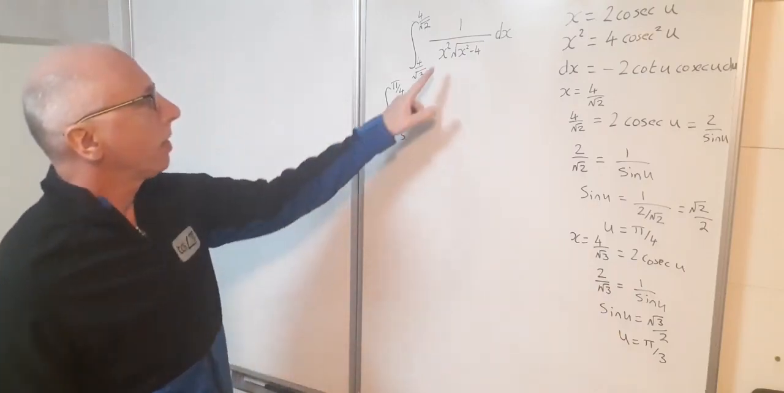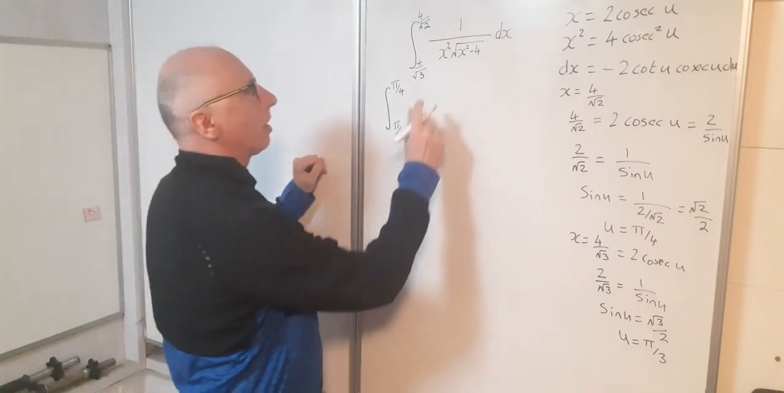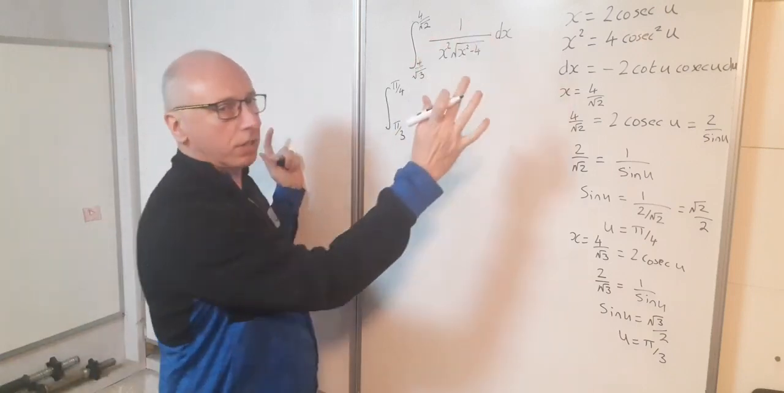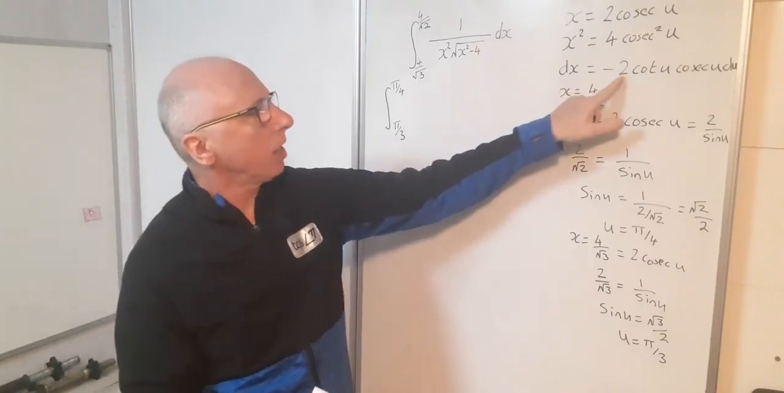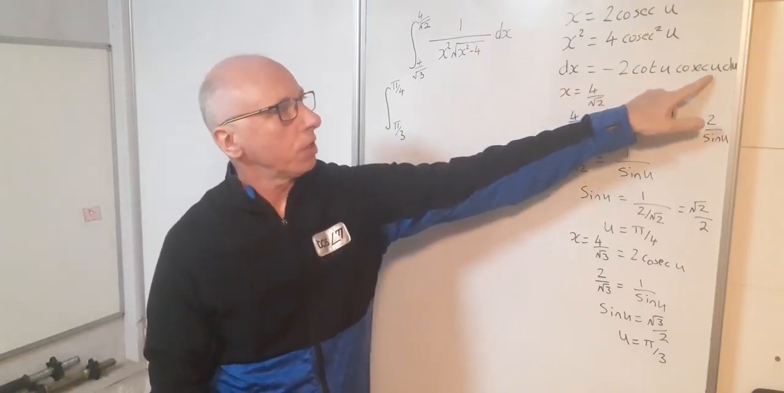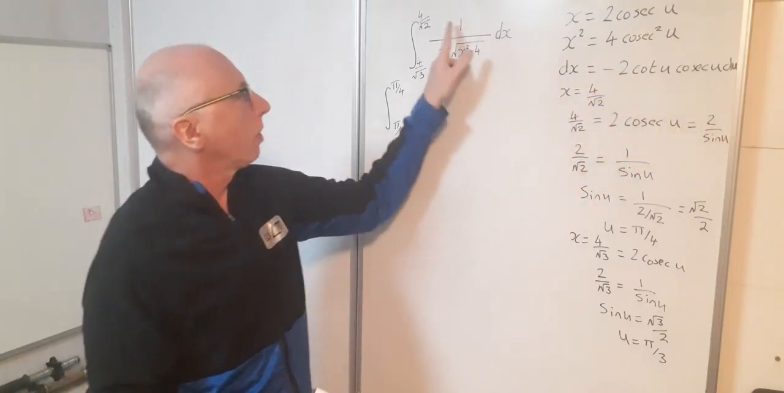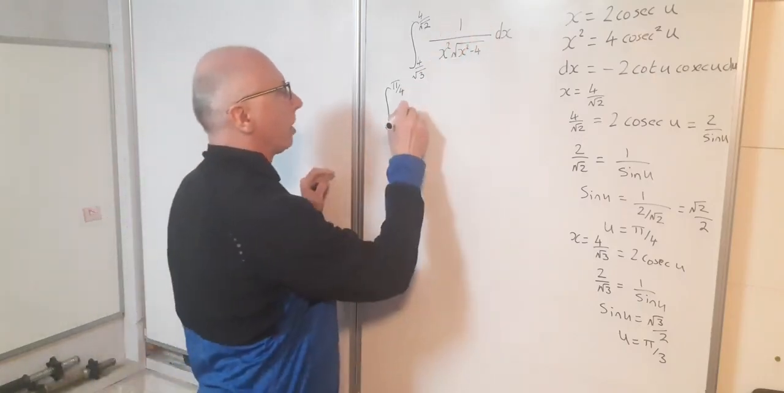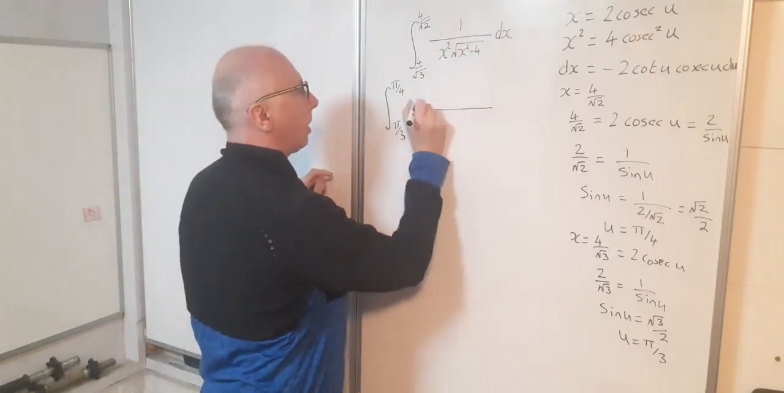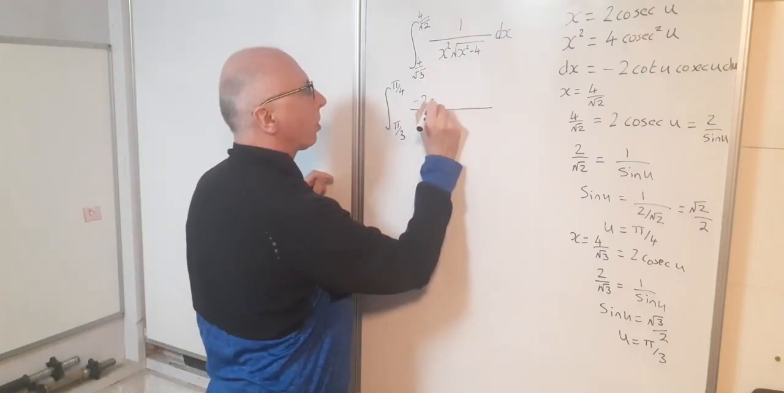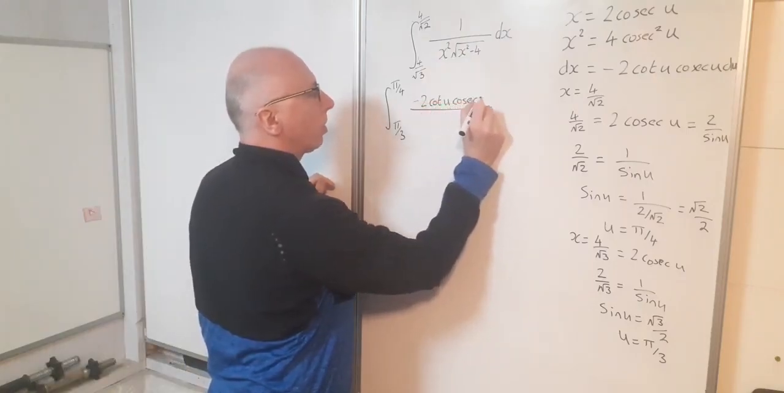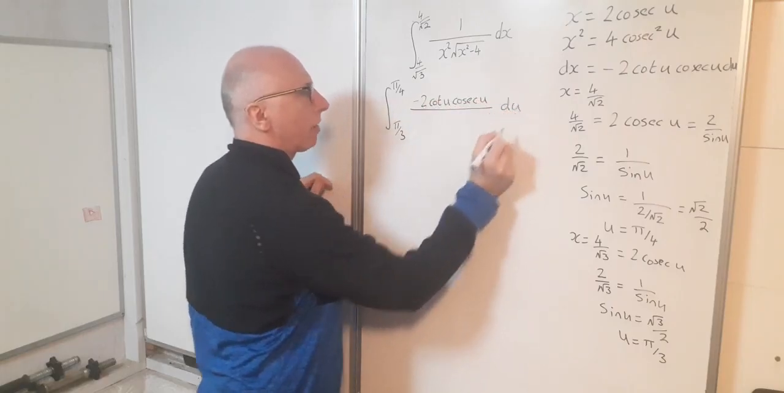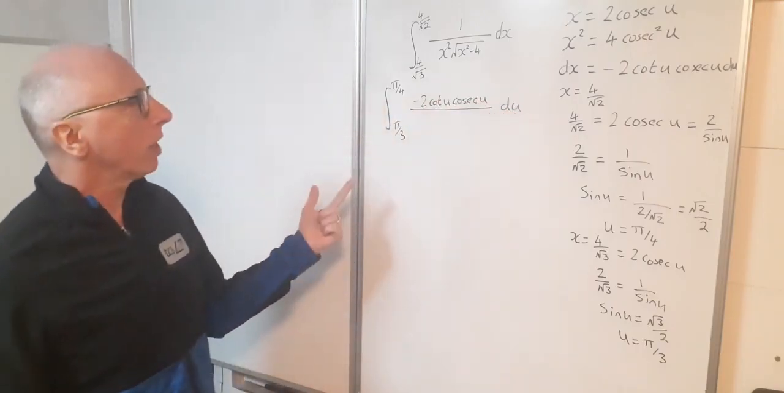Okay, so now let's deal with this. My numerator, I've got 1, that's nothing to do there. So then my dx is minus 2 cotangent u cosecant u du. So I'll just write that in my numerator. Quite a bit to fit in there. Minus 2 cotangent u cosecant u, and I'll put my du there at the side. So that takes care of my numerator.